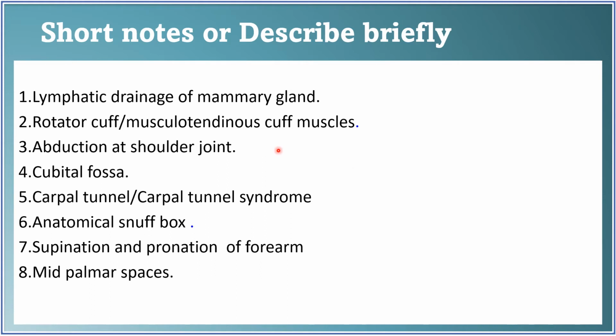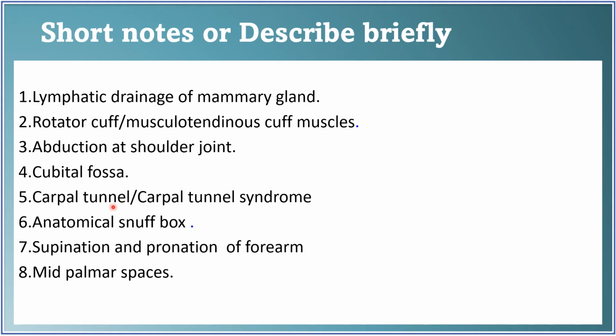Which muscle initiates it? Then for till 90 degree, which muscle is there? Then for overhead abduction, which muscles are involved? And if any of these muscles get paralyzed, then what will happen, that will come in its applied anatomy. Cubital fossa can come as a short note or it can come as a long question also, but here you have to write very briefly about it. Now carpal tunnel, only carpal tunnel can be asked, carpal tunnel syndrome.